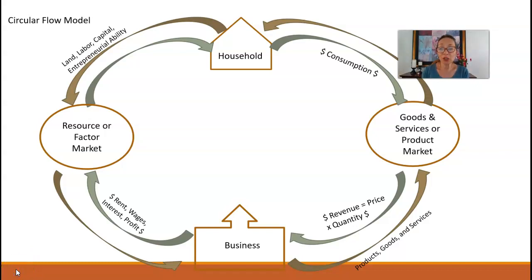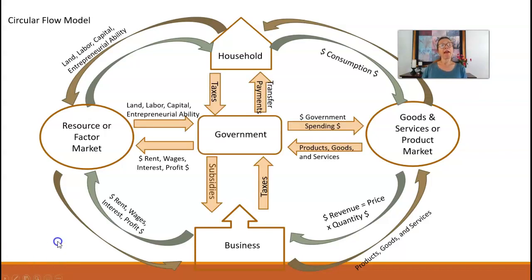So back to our circular flow model. This is a simple model, but as you know, we also have other players in the market. What is the role of government? Well, government, we put right in the middle. And government steps in to correct for market inefficiencies, which is what we had discussed before.